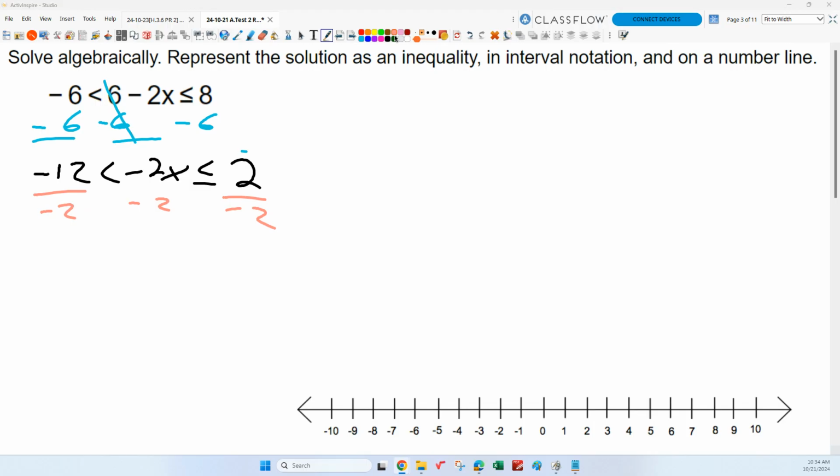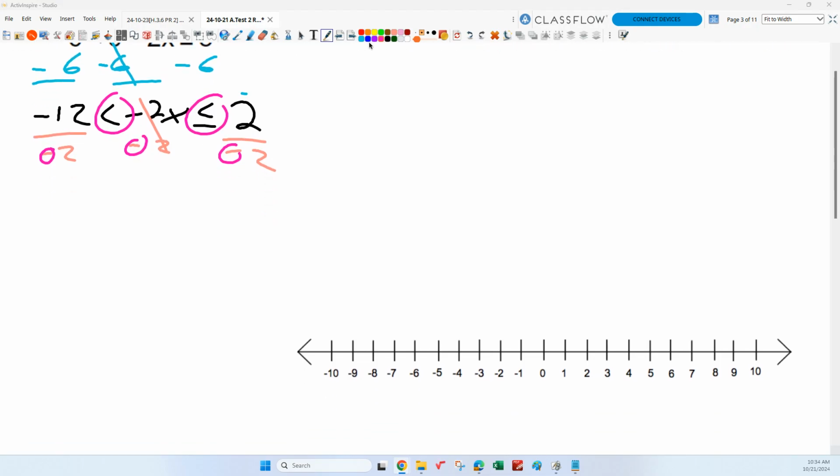Yeah, good. Because we divided by a negative, we've got to flip those inequalities, right? And so we end up then with, let's see, negative 12 divided by negative 2 is positive 6. We get an x in the middle. 2 divided by negative 2 is negative 1, and we had to flip those guys around.